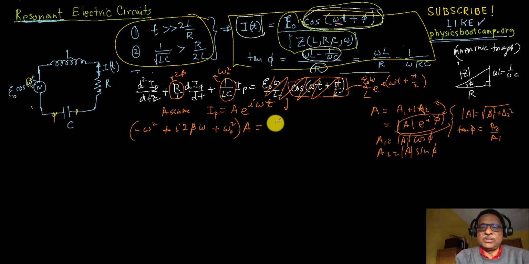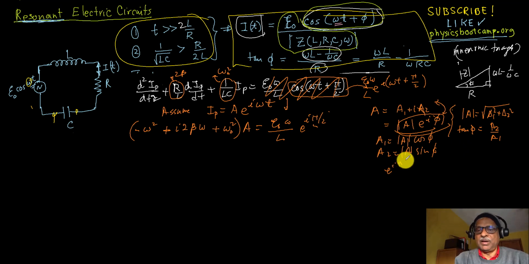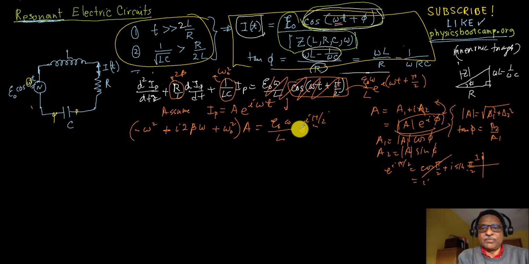And the right side is just going to be E naught omega over L e to the i pi over 2, which is actually just i. e to the power i pi over 2 is that point on the imaginary axis, which is just i. So this is cosine pi over 2 plus i sine pi over 2, and you can see this is 0 and this is 1, so this is equal to i.